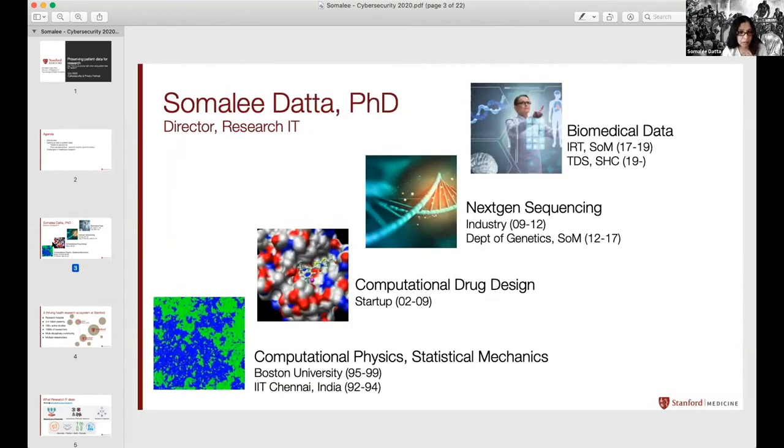A brief introduction about myself. I started out as a computational physicist many years ago, worked for several years in computational drug design, moved to next generation sequencing, which was my first introduction to Stanford University. And then more recently I've been working in biomedical data related research, first with IRT, which is now TDS, the IT division for the School of Medicine and Stanford Healthcare.